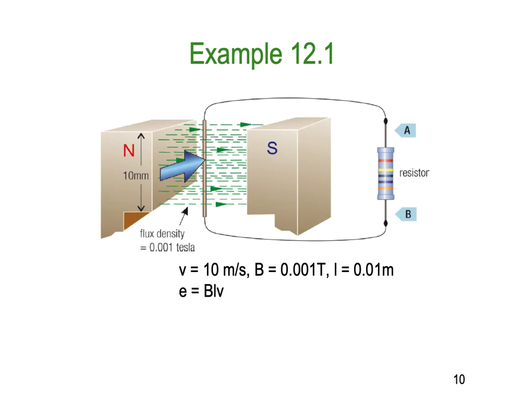Remember, our formula is E equals BLV, so we simply multiply the length by the Teslas, or the density, multiplied by the speed, in this case 10 meters per second, giving us 0.001 of a volt. Or we could express that as 100 microvolts just by moving this point 6 places to the right.